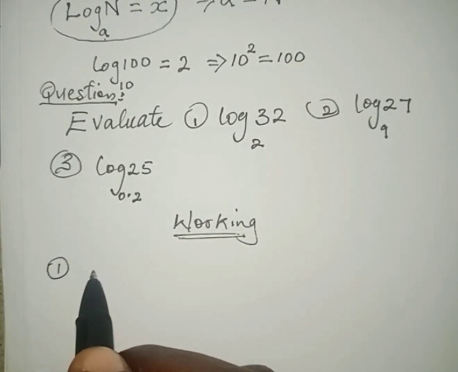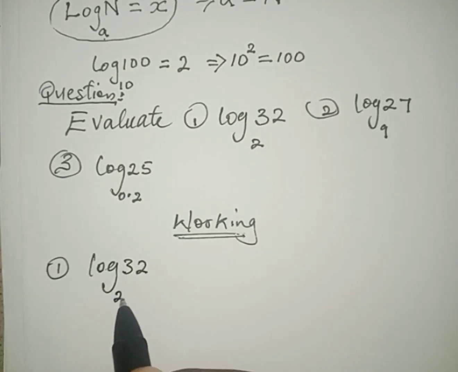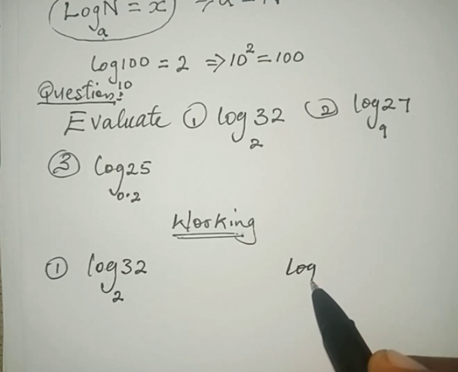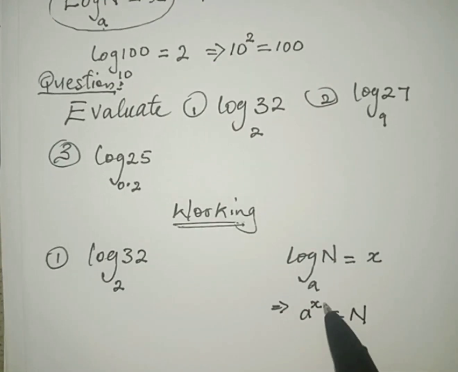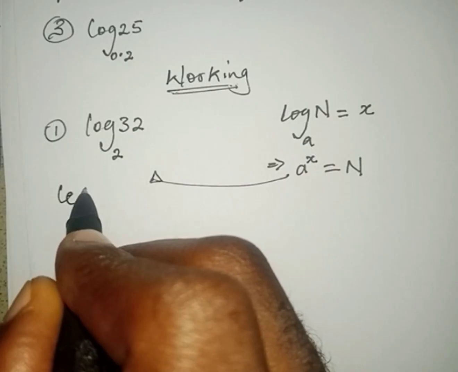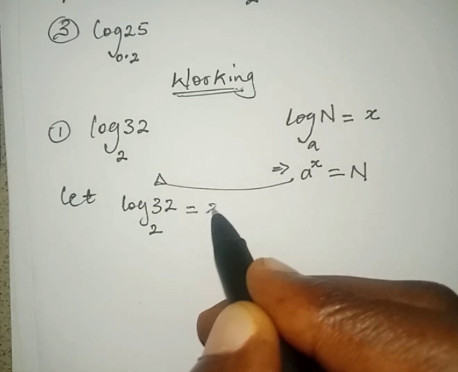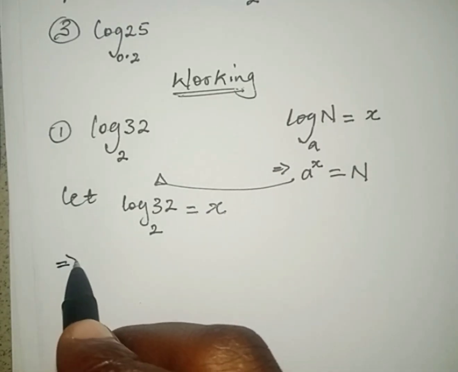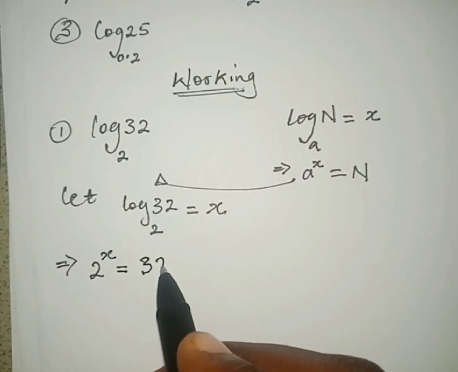Number 1, log 32 to base 2. Remember that log of a number n to base a equals x simply means a raised to power x equals n. Now from this definition, we are going to apply it here. Let log 32 to base 2 be equal to, let's say, x. Now this can be written as 2 raised to the power of x equals 32.